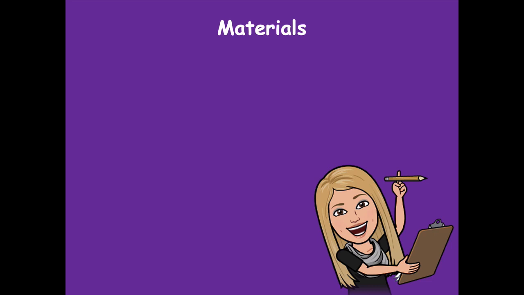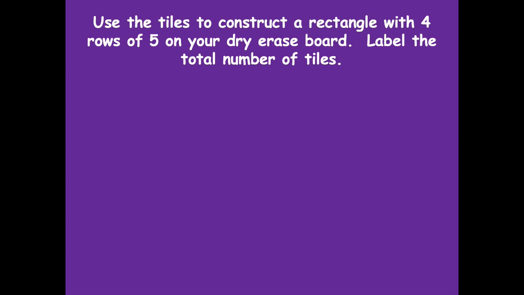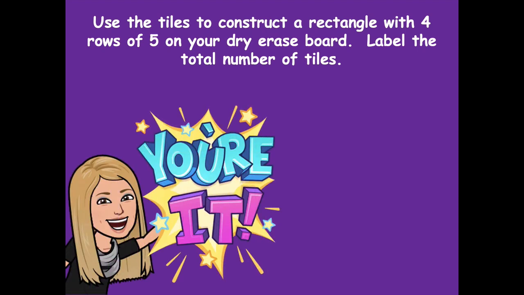Okay, so the materials that you'll need for this lesson are a dry erase board, a ruler, and 25 square tiles. So make sure you grab those before you get started. All right, friends, so we're going to use the tiles to construct a rectangle with 4 rows of 5 on your dry erase board. Label the total number of tiles. Okay, so you're just getting out your tiles, making a rectangle that has 4 rows of 5. So pause the video, make that rectangle, and then click play when you're ready for the next step.